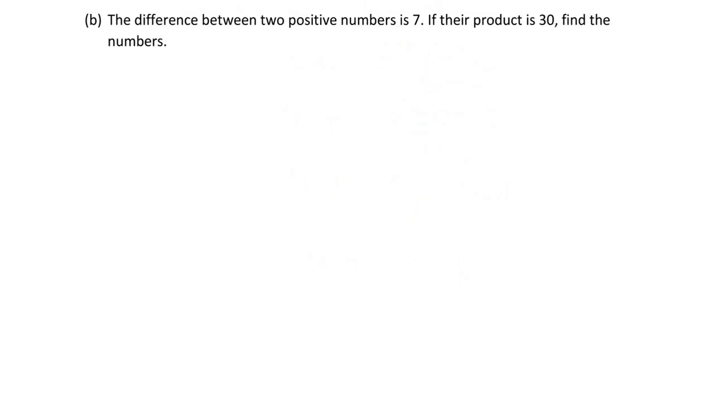Part B, the difference between two positive numbers is 7. If their product is 30, we are supposed to find the numbers. Okay, so first we are going to let the first number be x, and then the second number will be x minus 7. Okay, so the product of these two numbers is going to be x times, in brackets, x minus 7 equals 30.